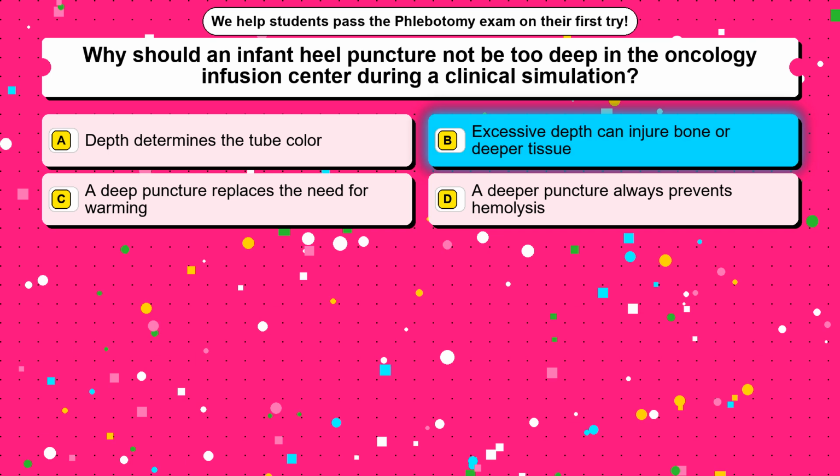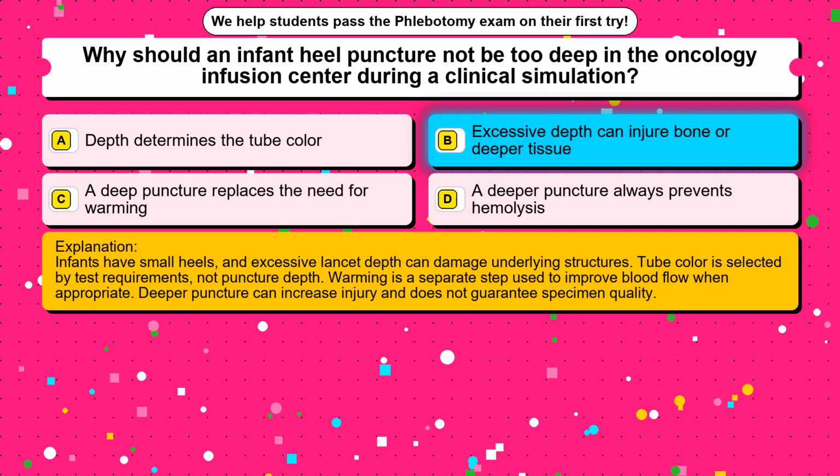The correct answer is option B. Excessive depth can injure bone or deeper tissue. Infants have small heels, and excessive lancet depth can damage underlying structures. Tube color is selected by test requirements, not puncture depth. Warming is a separate step used to improve blood flow when appropriate. Deeper puncture can increase injury and does not guarantee specimen quality.